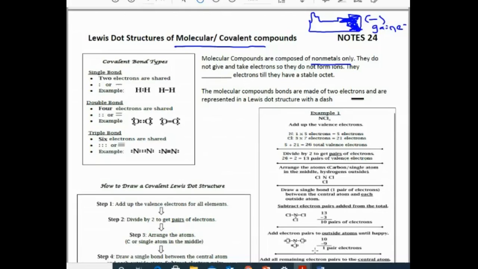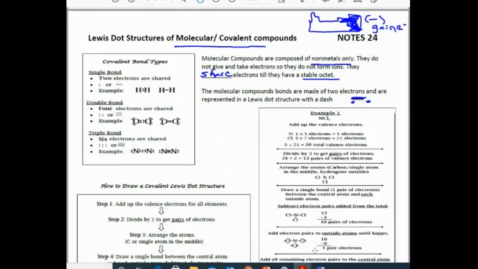They don't do that. What they do is they share electrons. They're going to share their electrons till they each have a stable octet. So they each are sharing enough that they have 8 most of the time. The molecular compounds' bonds are made of 2 electrons. And they are represented in our Lewis dot structure by a line. So every line that you draw represents 1 electron being shared from one atom, another electron from the other atom being shared. So 2 electrons being shared.